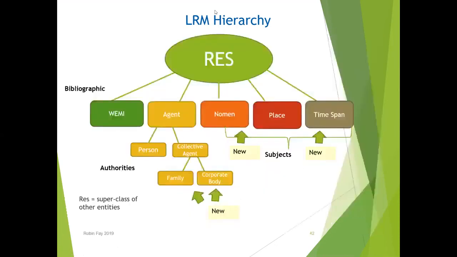This is my diagram. So res up here at the top, and then I put RDA here with the bibliographics. So I kind of put it in its own little spot. And then WMI, of course, WMI being its own little bucket, but its own little hierarchy. And then agent. So, agent, and then you have person and collective agent, and then family and corporate body. This structure right here is new. Then on the subject side, we have nomen, place, time span, and we also have event now. So how those would fit in together.